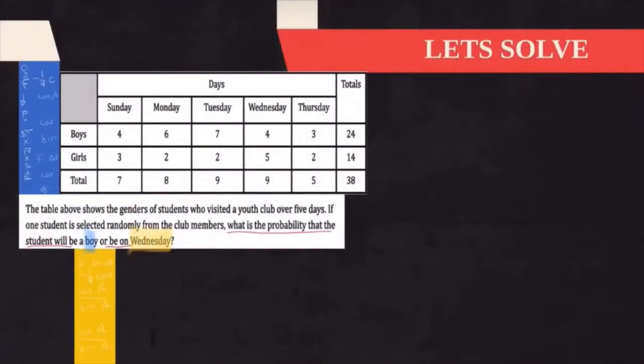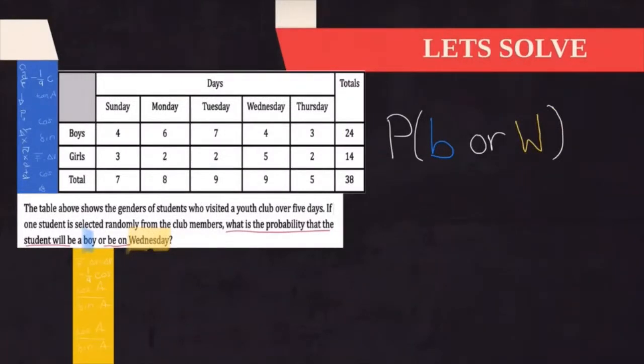At first, find the probability of a boy or Wednesday. These two events are not mutually exclusive, so we'll have to use the probability of a union formula to solve this question, which is the probability of a boy or Wednesday equals probability of a boy plus the probability of Wednesday minus the probability of a boy and Wednesday.